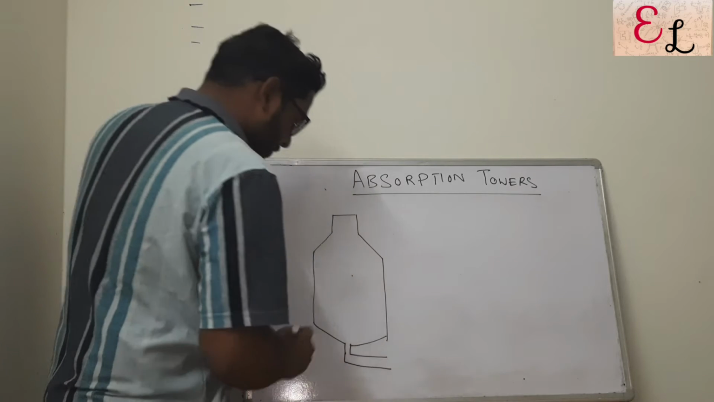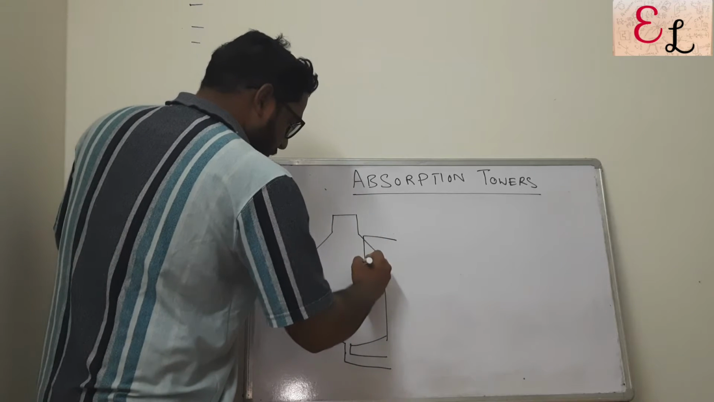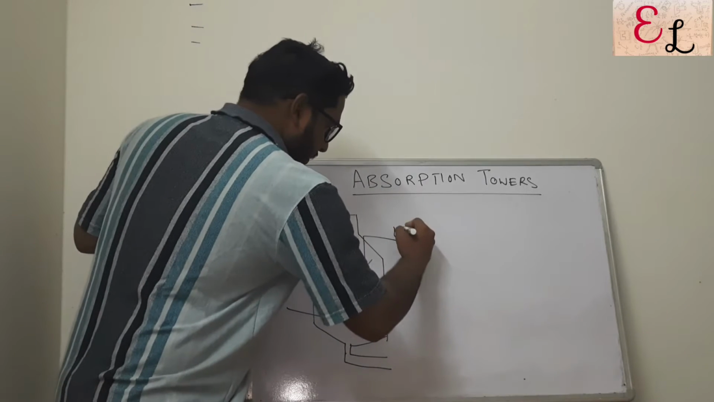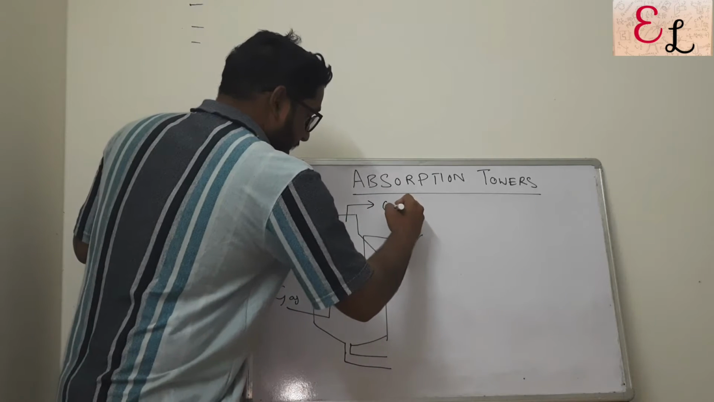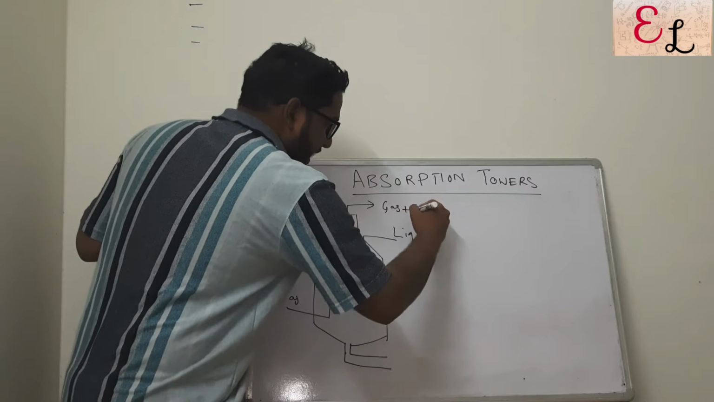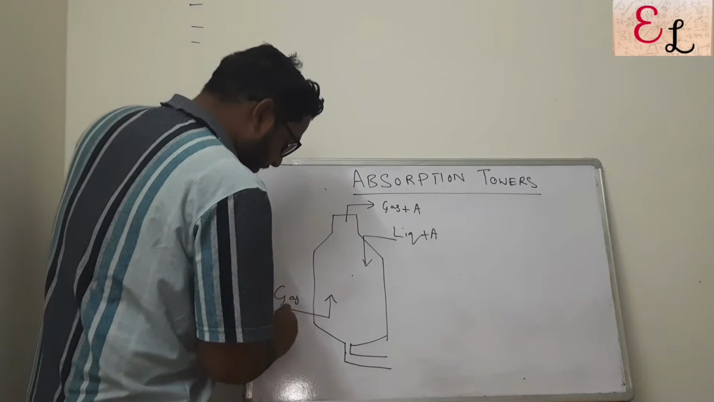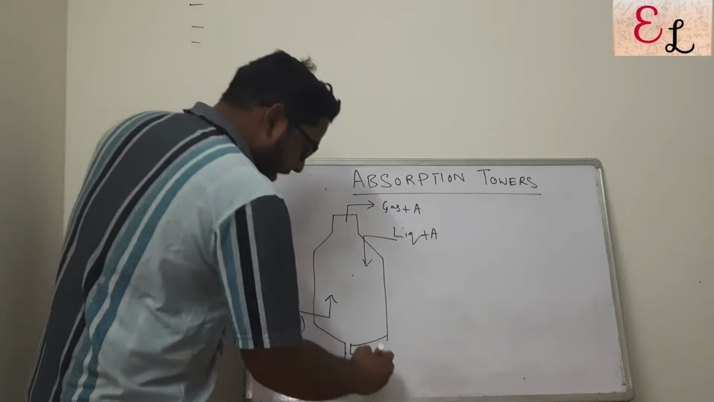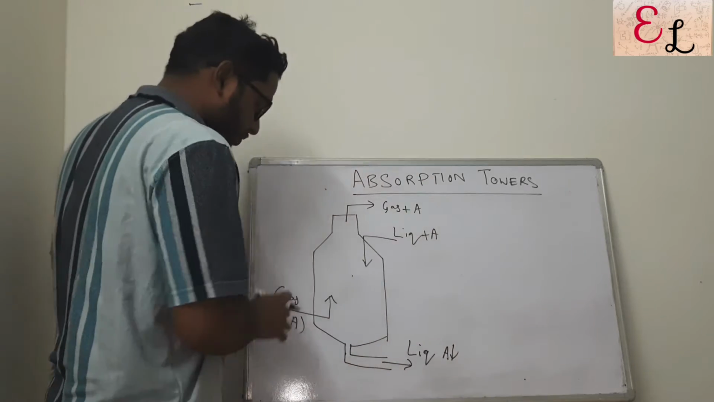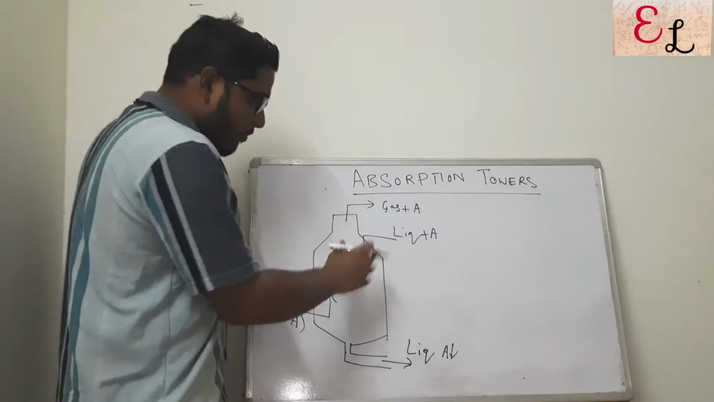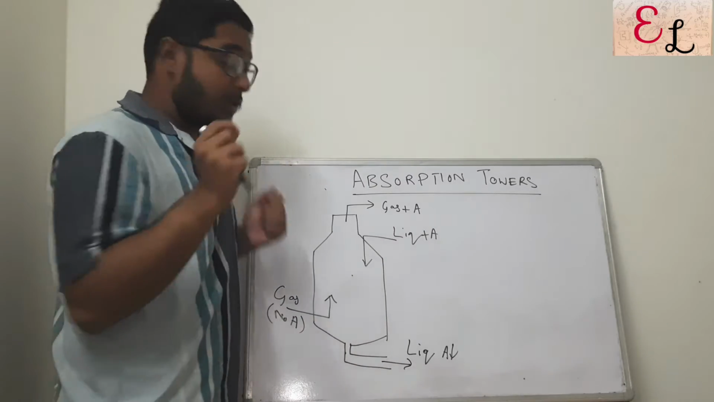This is the exit, and here comes the gas entry into the absorption tower, and here comes the liquid entry into the absorption tower. This is liquid, this is gas, and finally the gas exits after absorbing some amount of A, the component that was predominantly in the liquid. Here the gas didn't have any A, and the liquid comes out with a lesser amount of A, because some amount of A has transferred from the liquid phase to the gaseous phase.